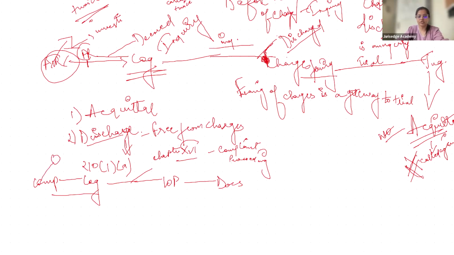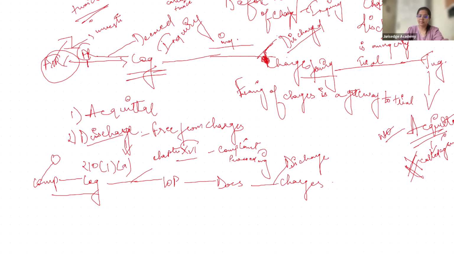The court will waste so much time calling the person, giving them the documents, then framing the charges. Even if not the framing of charges, then discharge will happen. So all those things will happen. The court will waste a lot of time. So to prevent that wasting of time, Chapter 16 is there and the complaint proceedings will happen.